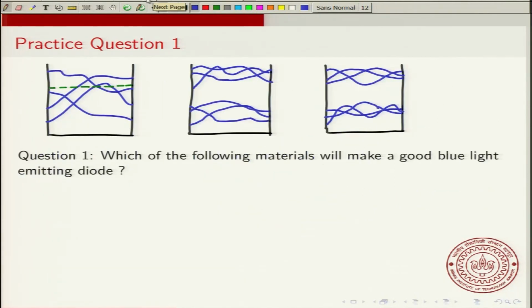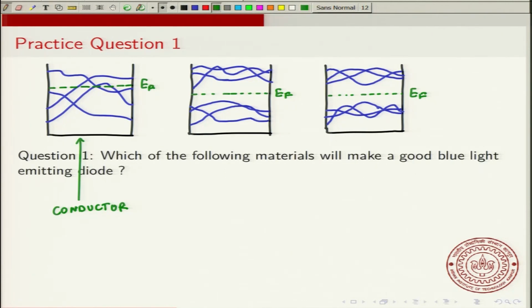Now, one more question. Here you are shown a few materials and you are asked to say which will make a good light emitting diode, and I should draw the Fermi level for the others. So these are the Fermi levels; the green is the Fermi level. Clearly in the first case you have a conductor. Obviously if you want a light emitting diode, it has to be a semiconductor, so you cannot have a light emitting diode here.